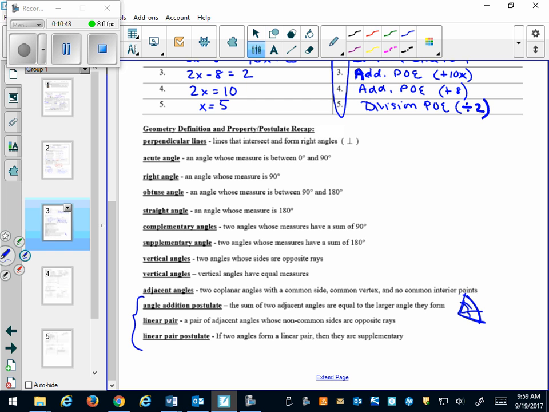Oops, sorry, that's the linear pair definition. The linear pair postulate says if 2 angles form a linear pair, then they are supplementary. This is really important: if 2 angles form a linear pair, then they are supplementary.